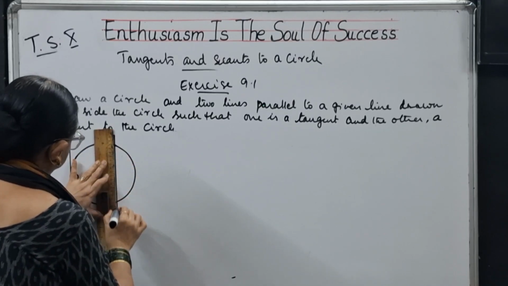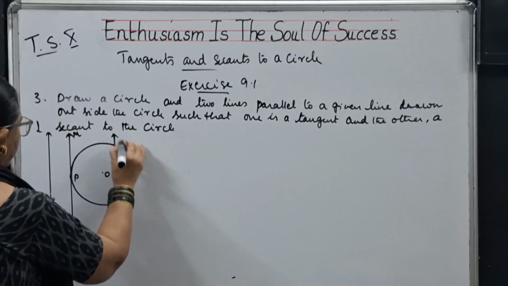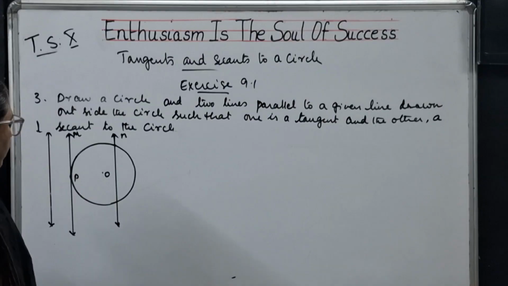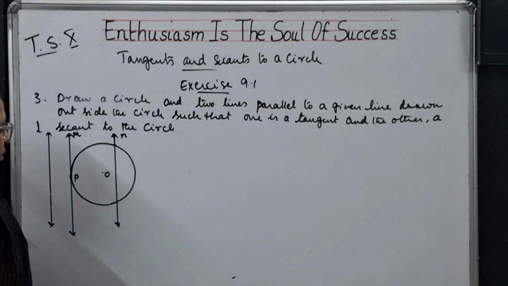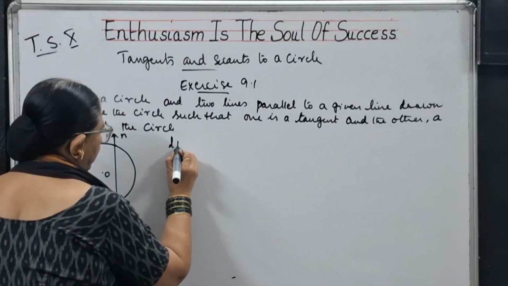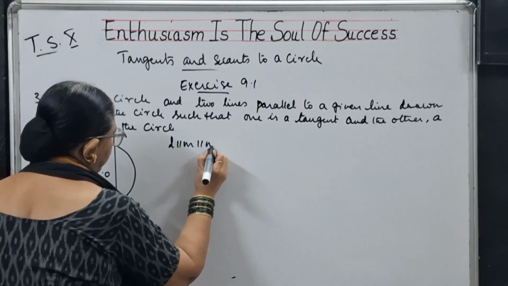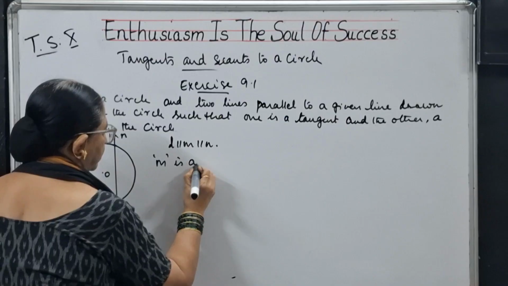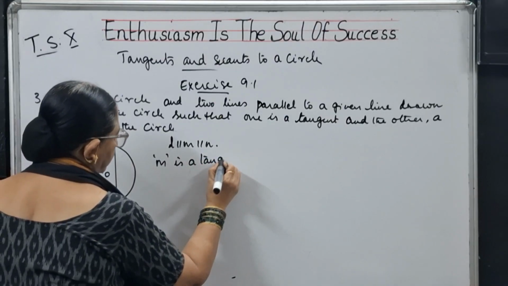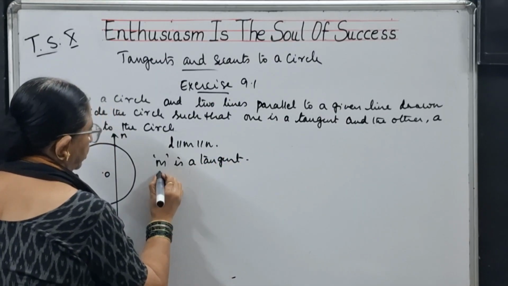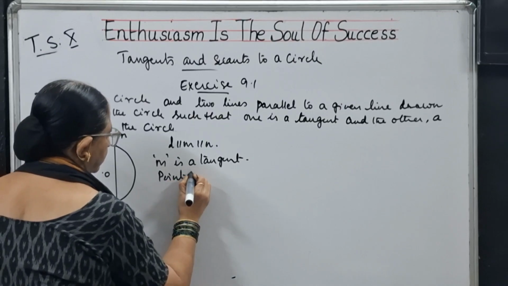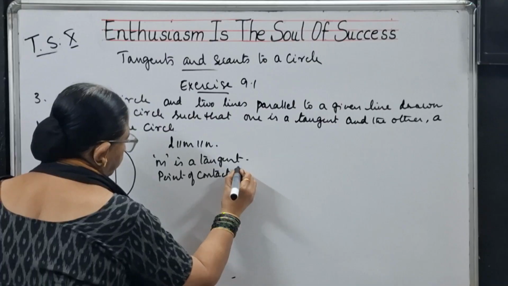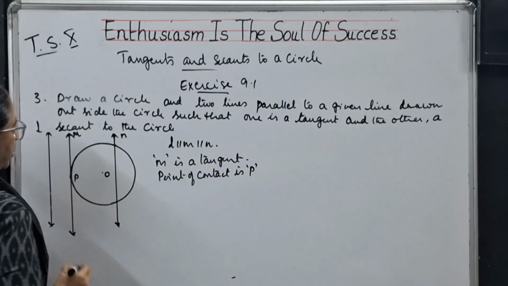So N. N is a secant. So this is the solution for this problem, children. So here L is parallel to M is parallel to N, and M is a tangent. Point of contact is P. P is the point of contact.